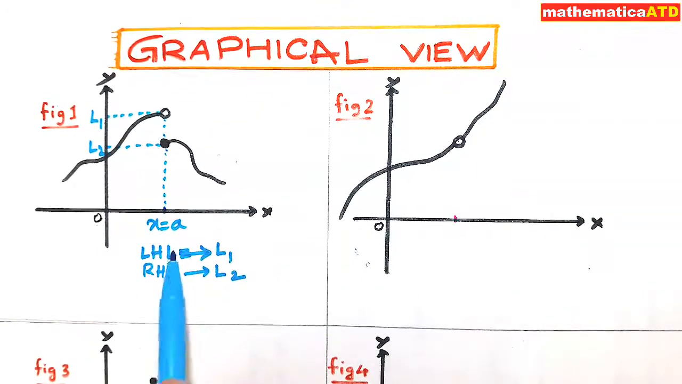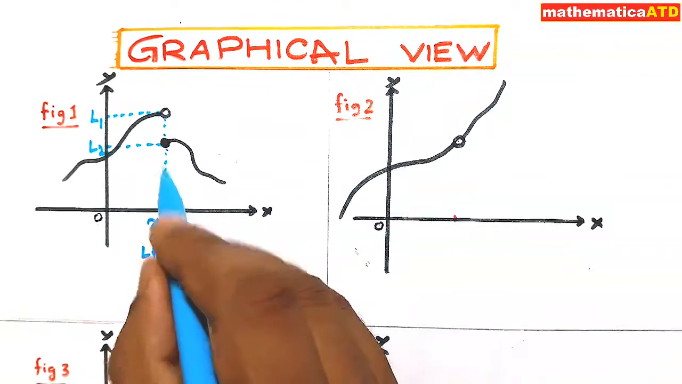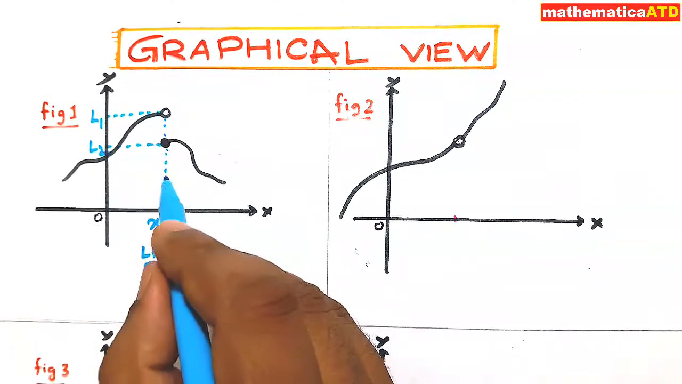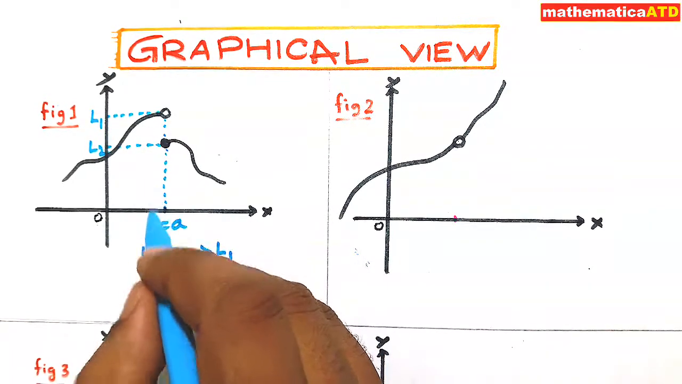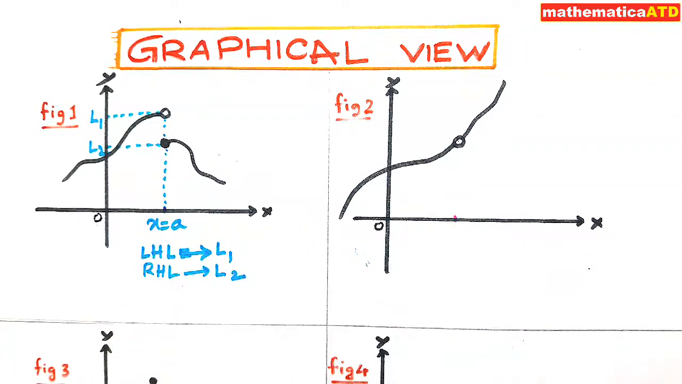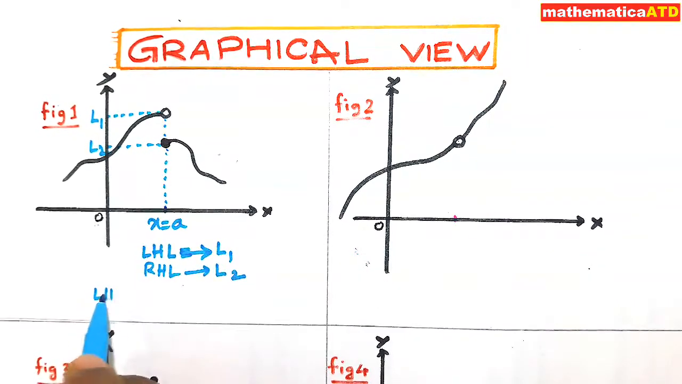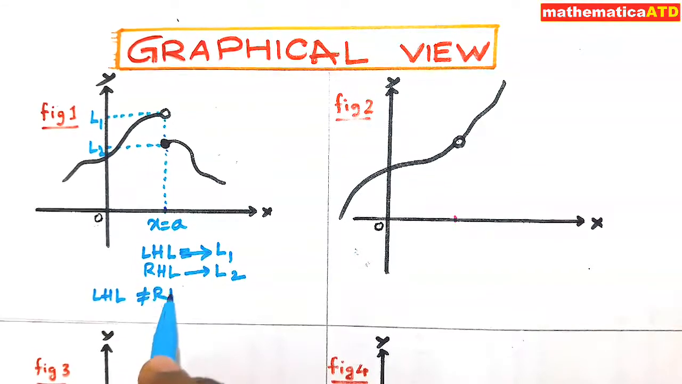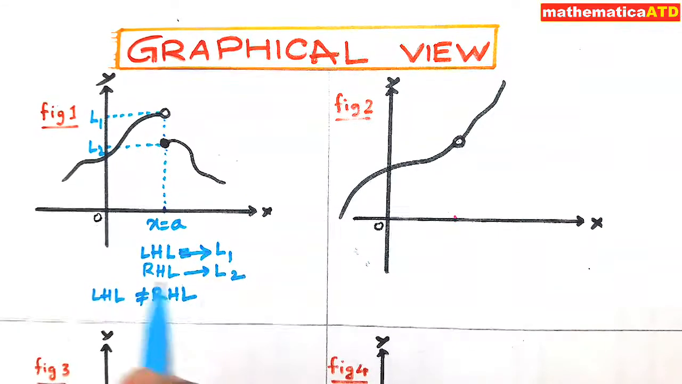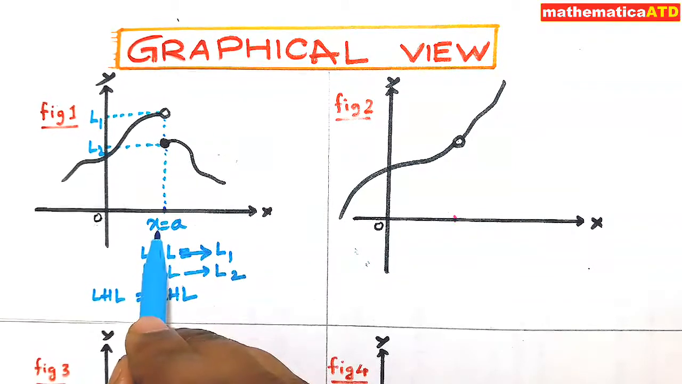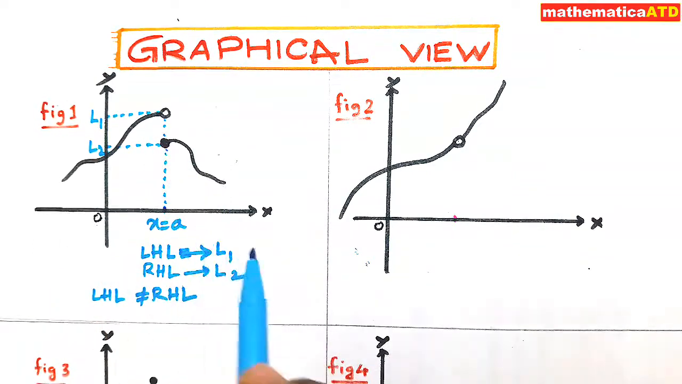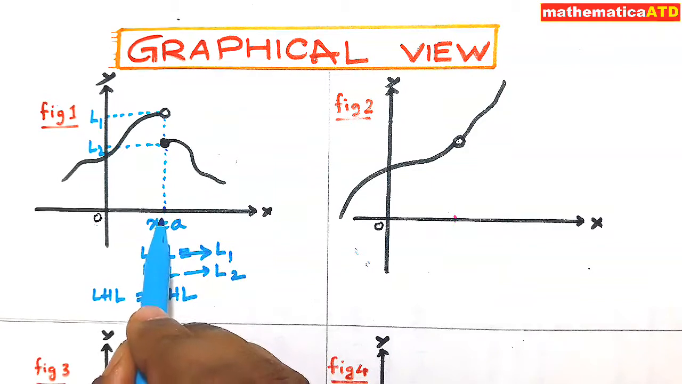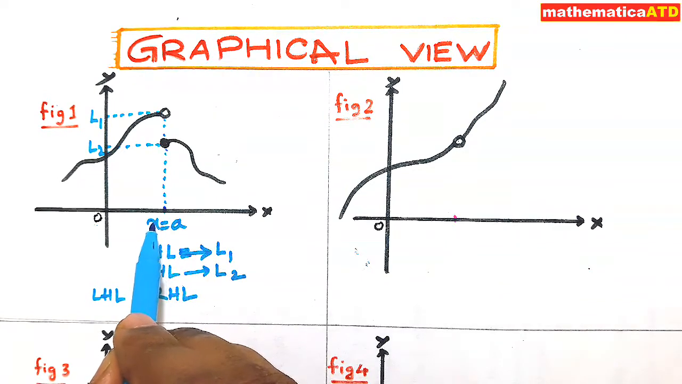One thing is important, friends: f(a), the function f(x) at x is equal to A, exists. That means f(a) is defined. Here since LHL is not equal to RHL, the limit does not exist. Since the limit does not exist at the point x is equal to A, the curve y is equal to f(x) is not continuous at the point x is equal to A.